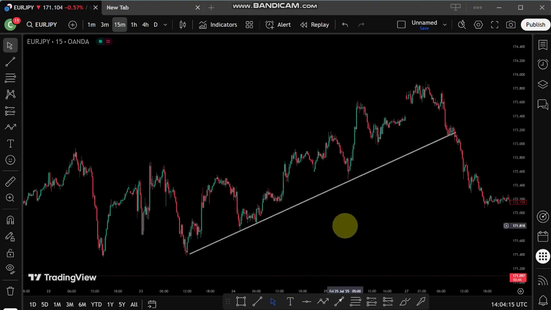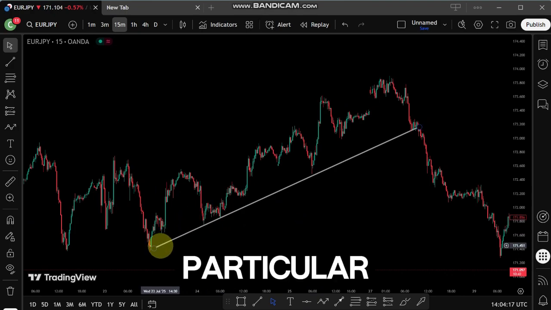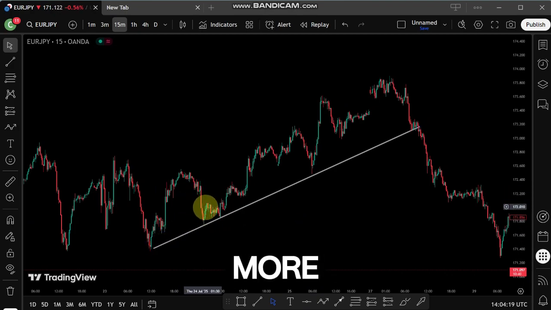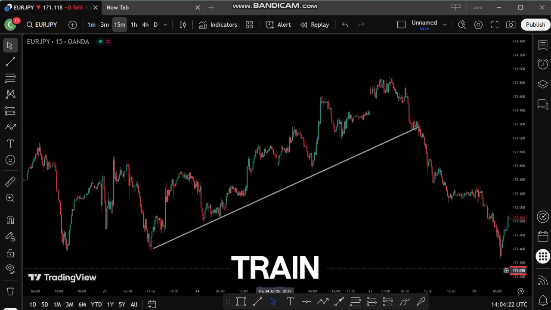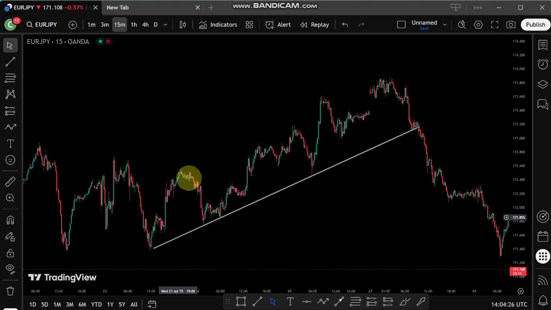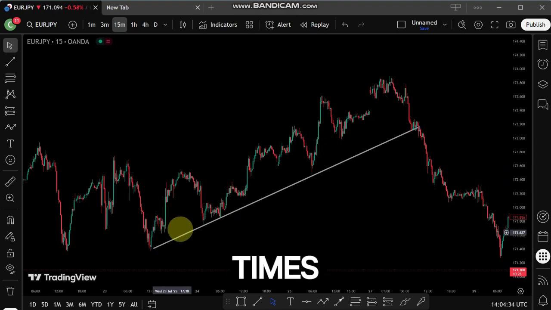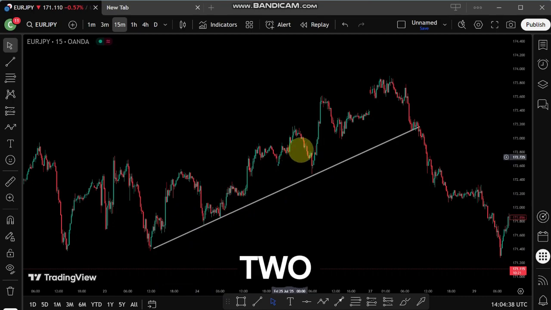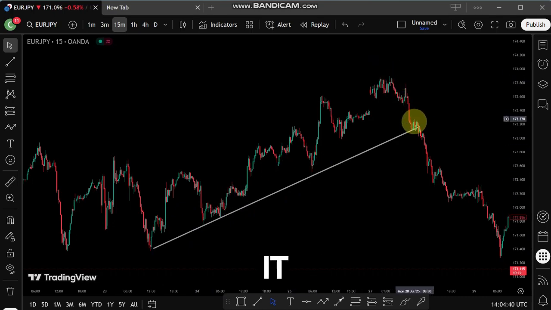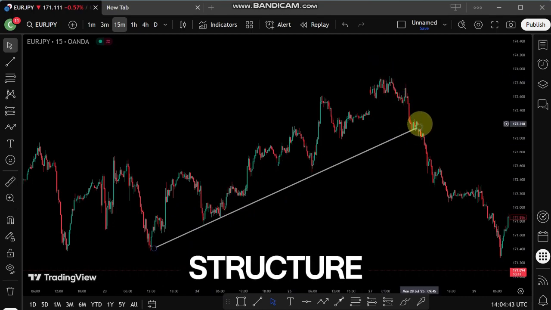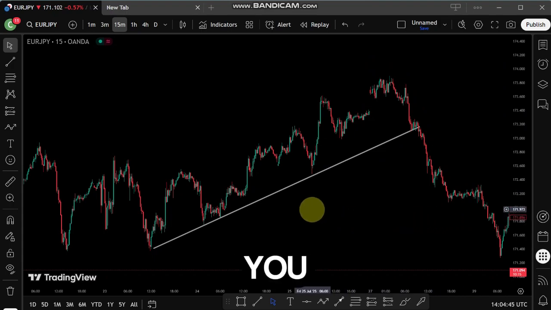Also, if a particular trend line is tested more than 3 times, it means that trend line is weak, because the more times that trend line is being tested, the weaker it becomes. At least 2 times is actually very good, 2 or 3 times. Here it was tested 1, 2, 3, and the last time it touched here, it broke the structure to the downside. So let me show you another example.